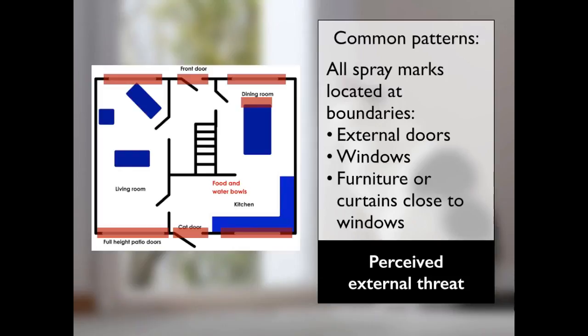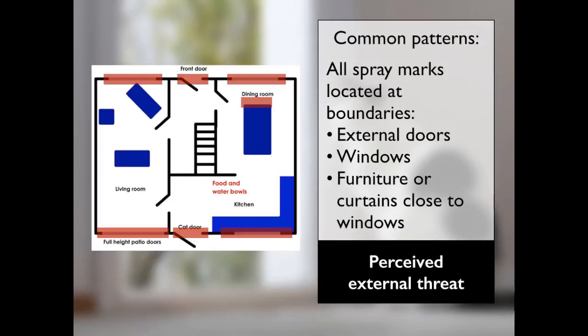This kind of pattern indicates that there is an external threat that's perceived by the cats. Now, those external cats may not be ever entering the home. They're simply lurking around in the peripheral territory of the resident cat. And the resident cat is trying to find a way to share space with those other cats without getting into direct physical conflict with them.